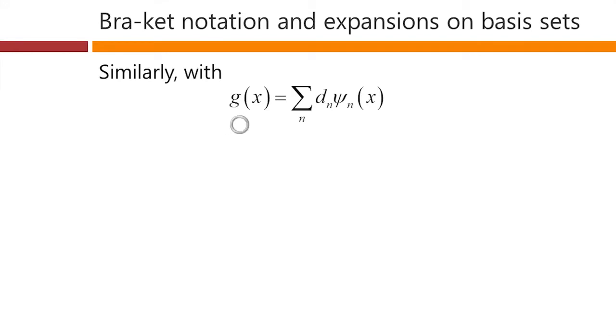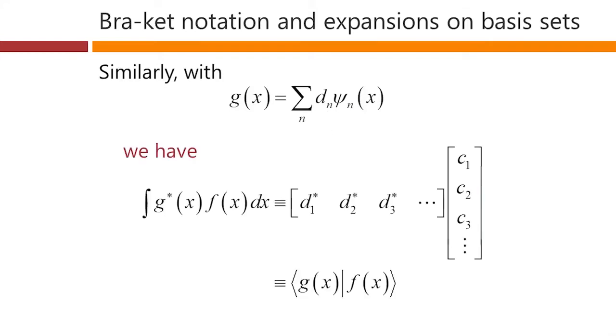Similarly, if we were to expand another function, g of x, on the same basis, now we'd get expansion coefficients, say dn instead of the cn. Then this integral here would correspond to the product of these two vectors, the expansion coefficients for f and the complex conjugates of the expansion coefficients for g. And of course, that is just the bra-ket product here of the bra version of g and the ket version of f.